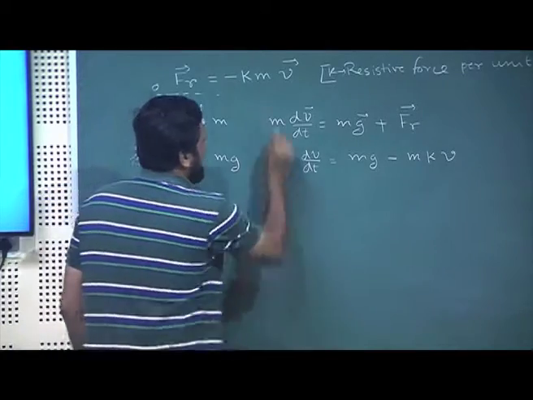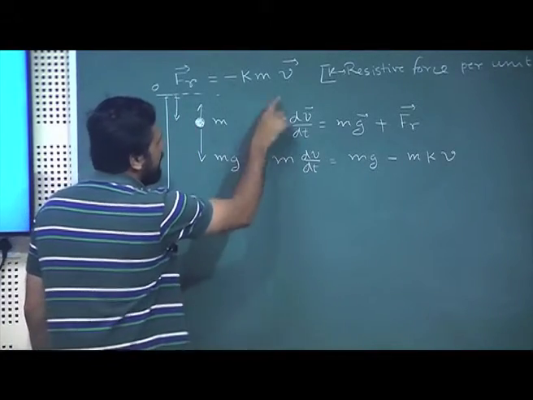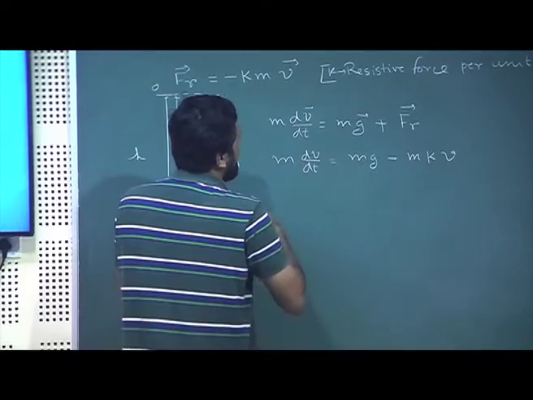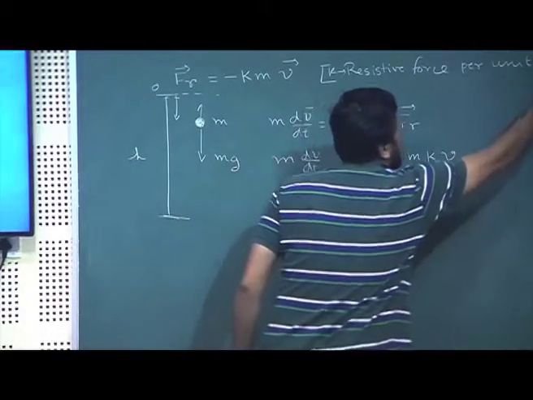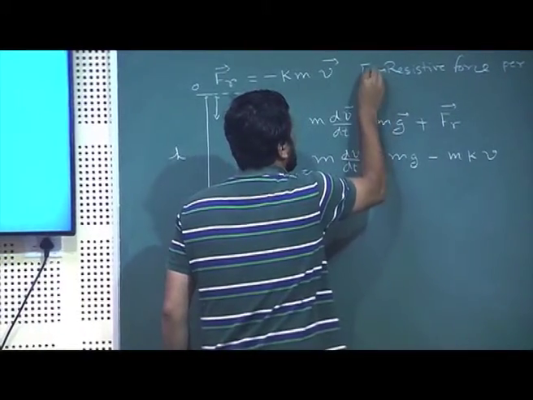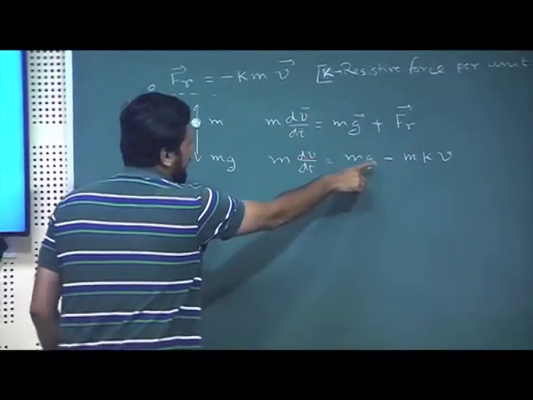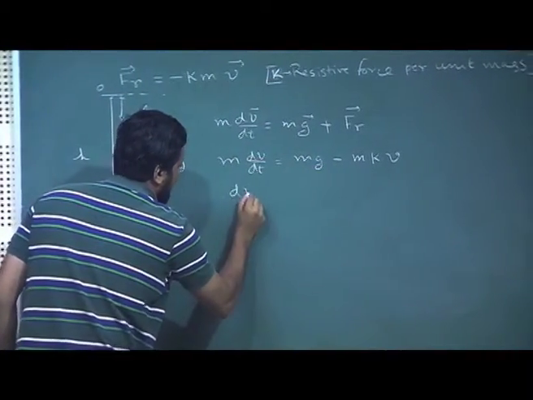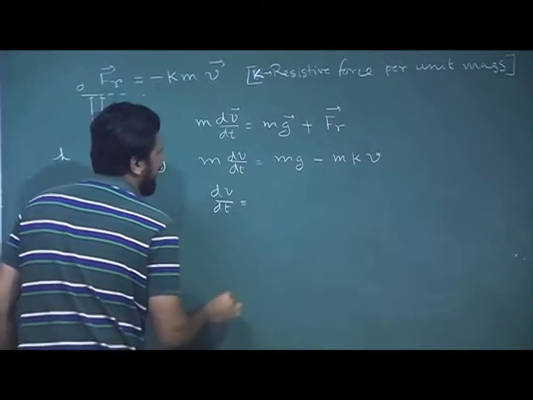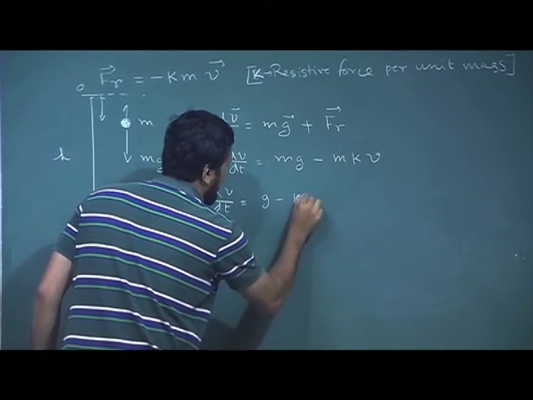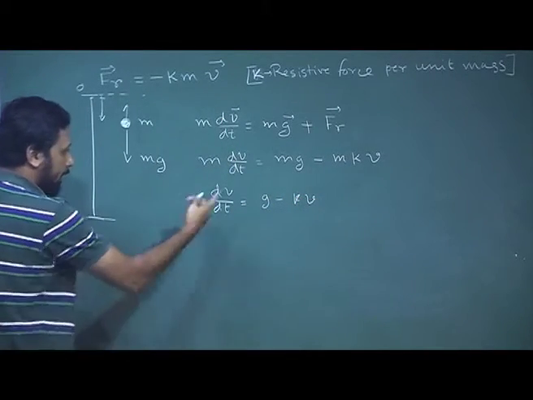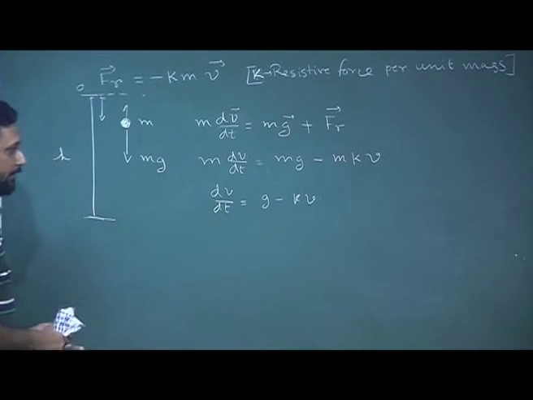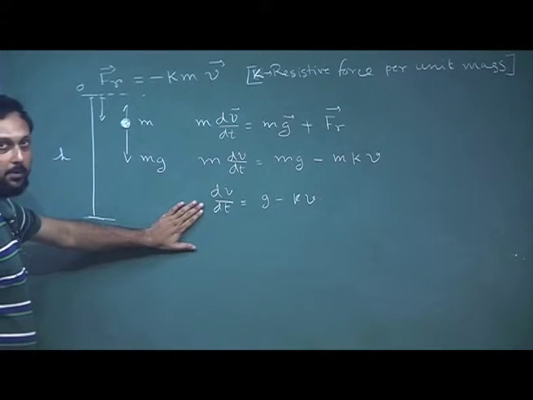Now, the equation is very simple, because we have already taken k to be the resistive force per unit mass. So this is k, and we have an extra mass term here. In this next step itself, we can just write this as g minus kv, and now in order to gain insight into the motion, we have to integrate this equation.